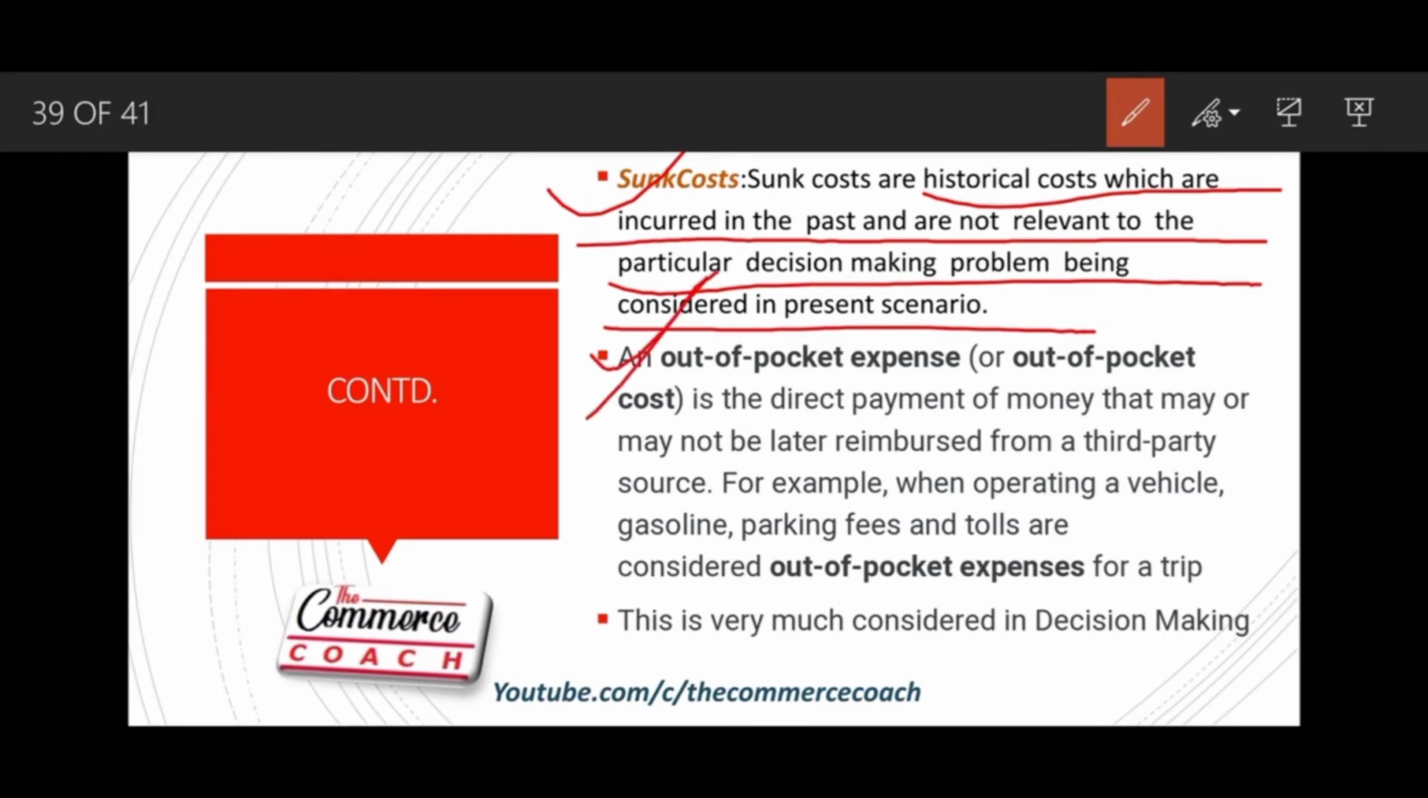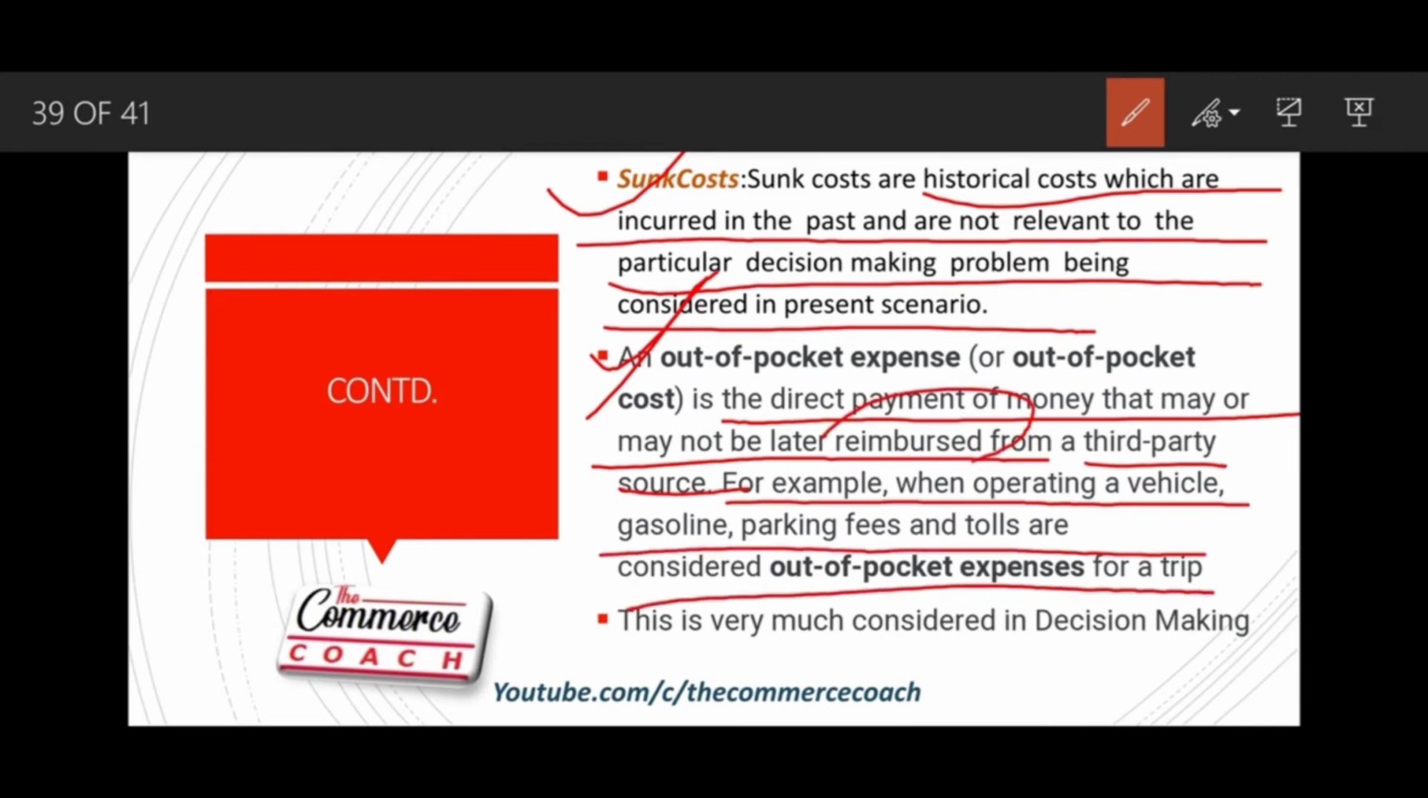Now very important, out of pocket expenses. It has been asked many times in the examination: what do you mean by out of pocket expense? It is the direct payment of money that may or may not be later reimbursed by a third party. Reimbursed means transferred. For example, when operating a vehicle, gasoline, parking fees and tolls are considered out-of-pocket expenses for a trip. This is very much considered in decision making.